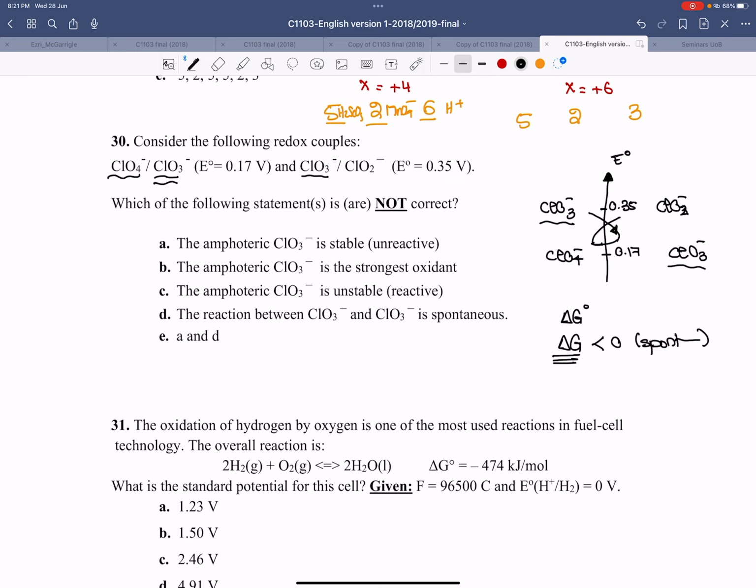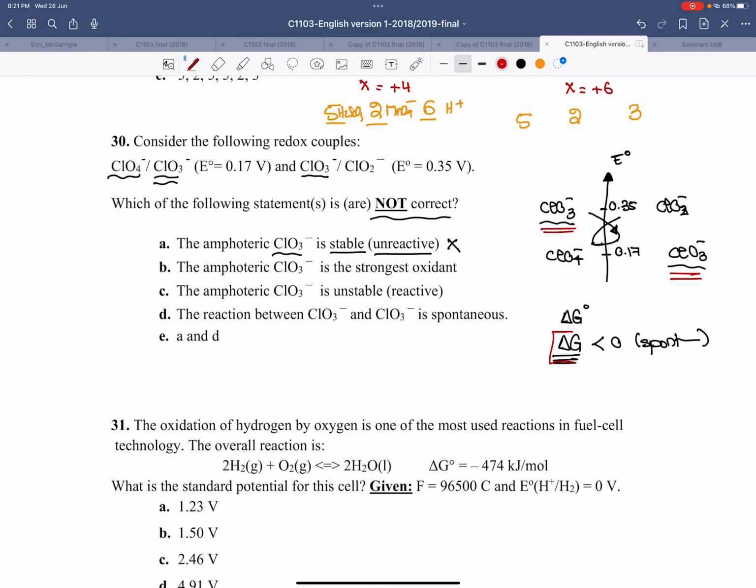So which of the following statements are not correct? The amphoteric species, which is ClO3 minus, is stable, unreactive. This is not correct. Very simple. Why? Because the reaction between ClO3 minus and ClO3 minus abides by the gamma rule, which is the first rule for spontaneity. If it abides by the gamma rule, it means that delta G will eventually be calculated to be negative.